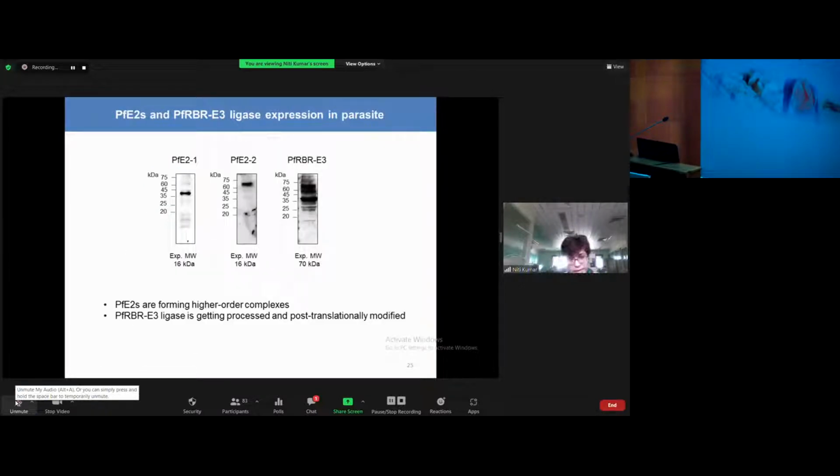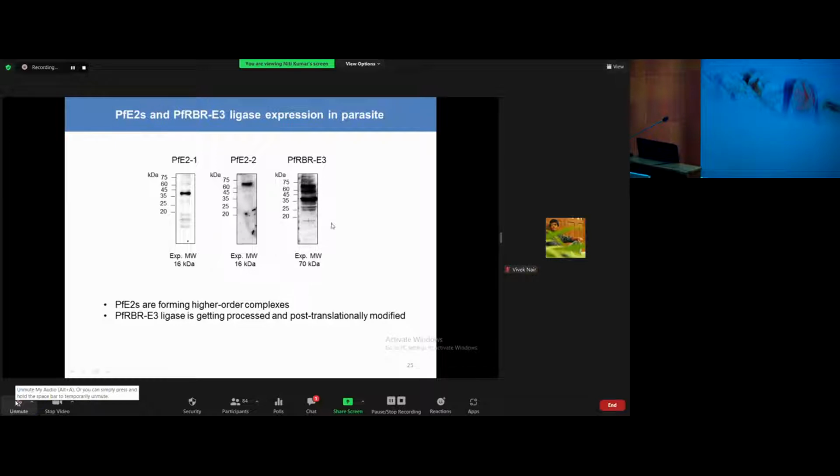We tried to purify these proteins and raise polyclonal antibodies. When we purify both these E2s, they come at 16 kilodaltons, but when we check the antibody in the lysate, we find higher molecular weight bands being detected, probably suggesting that the parasite E2s are forming higher order complexes.